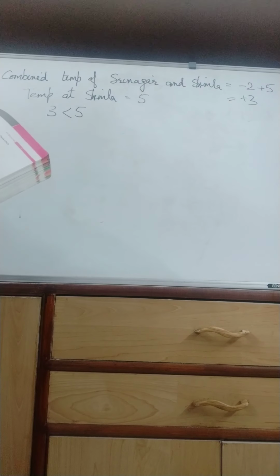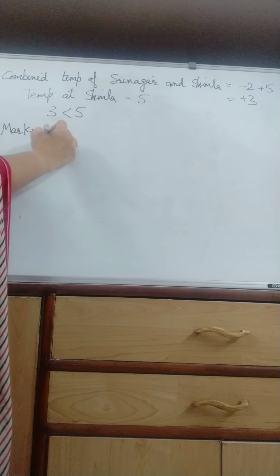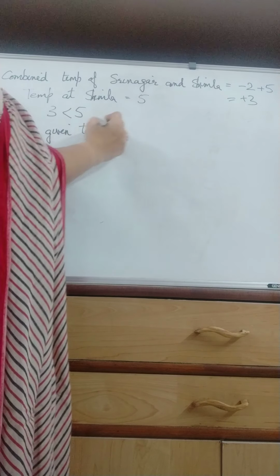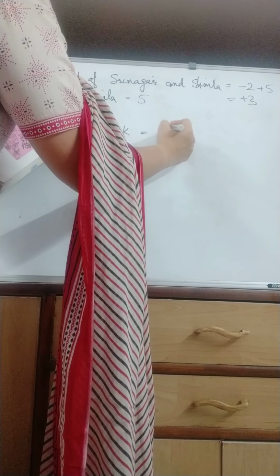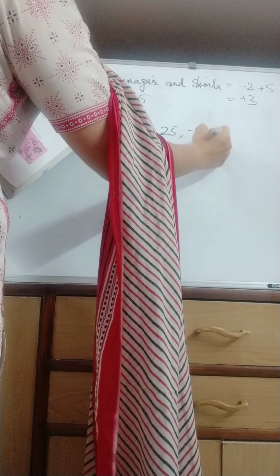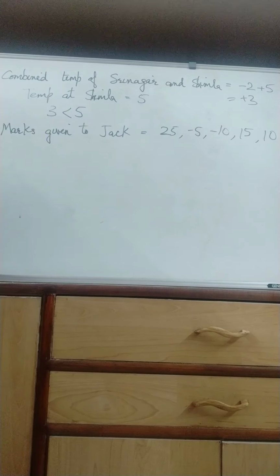Okay, now the question number 2 is, read the question from your book. You are given the marks of Jack in successive rounds, and then you have to tell what is the total. Okay, so you are given the marks. Question 2, marks given to Jack. I'll write all of them together, like 25, minus 5, minus 10, 15 and 10. These are the marks that he has been awarded.